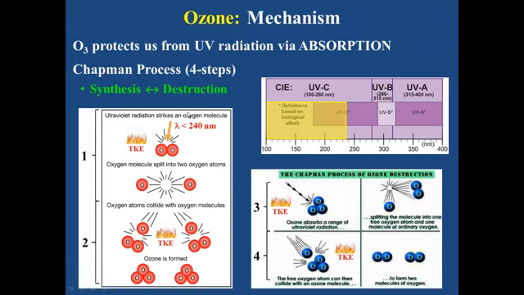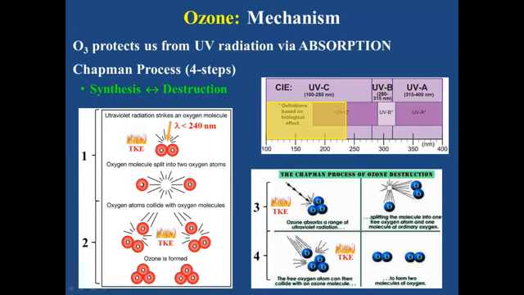Now, a key thing is that oxygen actually absorbs the wavelengths that are less than 240 nanometers. So if we look at this diagram over here, this yellow box shows what molecular oxygen is actually absorbing. And so it's mostly, almost exclusively, in the UVC spectrum.